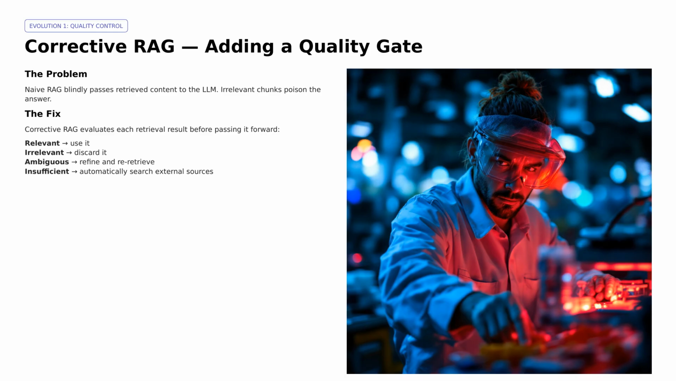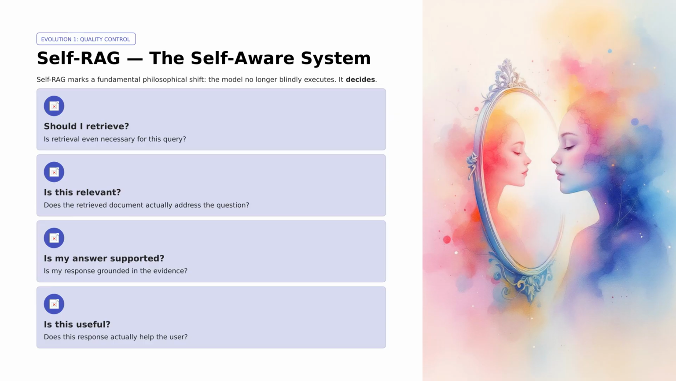Welcome to Evolution 1, Quality Control. Our focus here is on enhancing corrective RAG by integrating a quality gate. Previously, naive RAG would pass all retrieved content to the language model, including irrelevant data, which could compromise the answer. Our solution evaluates each piece of retrieved information. Relevant content is used, irrelevant is discarded, ambiguous is refined and re-retrieved. And if information is insufficient, external sources are automatically searched.